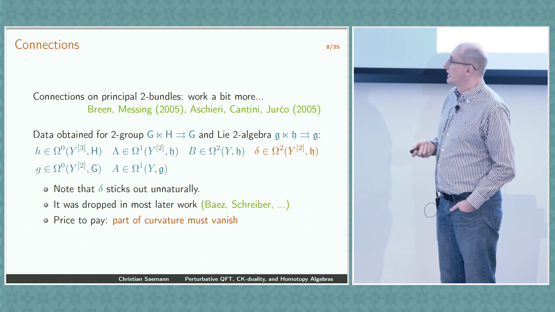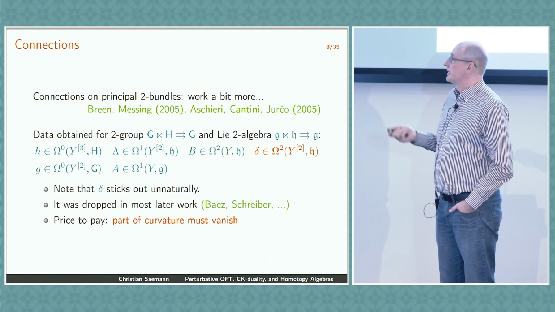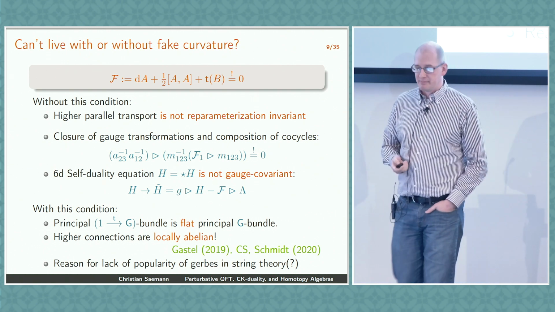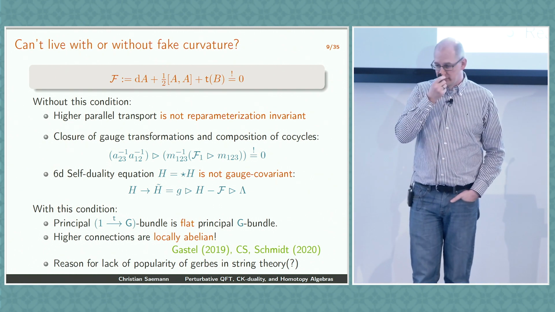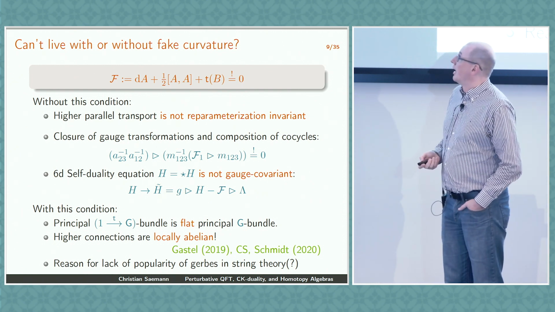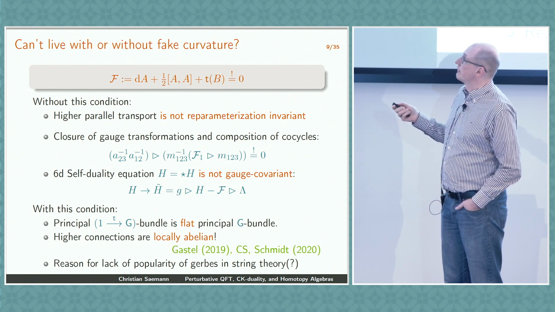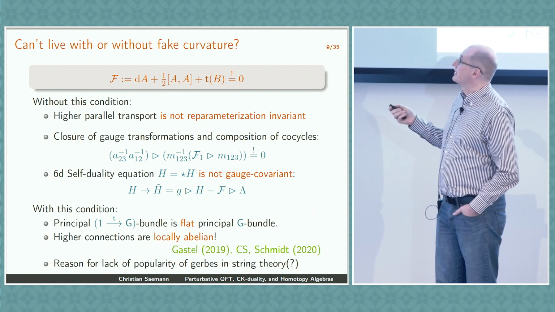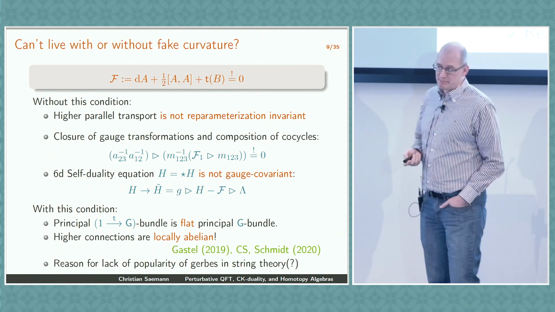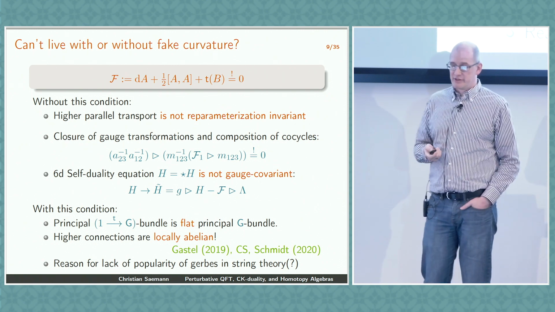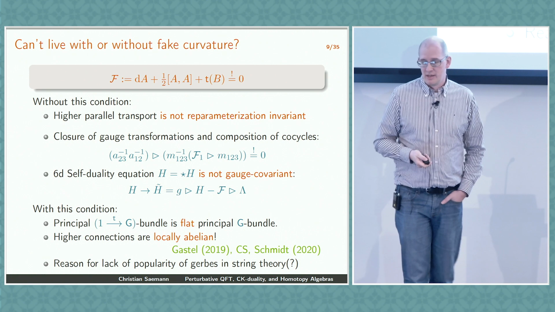So that was dropped later, and the price that you have to pay for this is that a particular part of the curvature actually must vanish. And that's a little bit of a problem that makes them problematic for uses in physics applications. For principal 2-bundles, the so-called fake curvature, that's the nomenclature of Breen, needs to vanish. That's a combination of the ordinary expression for the curvature 2-form that you would use, and the addition you add, the B field. One can show that this is a natural object to consider from a higher geometric perspective. And if you don't impose this condition, then higher parallel transport is not reparametrization invariant. That has been shown by Urs and Konrad Waldorf a long time ago.